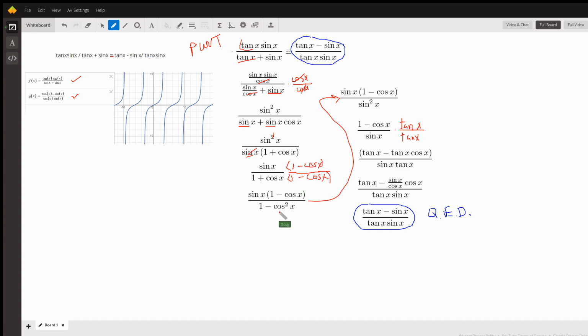1 minus cosine squared is sine squared. And I don't have two terms in the denominator anymore. That's what led me to that thinking. And in the numerator, I still have sine of x times 1 minus cosine of x. In the denominator, 1 minus cosine squared replaced with sine squared. And then one of these sine squareds cancel out, and I've got 1 minus cosine over sine. I seem to be going nowhere.